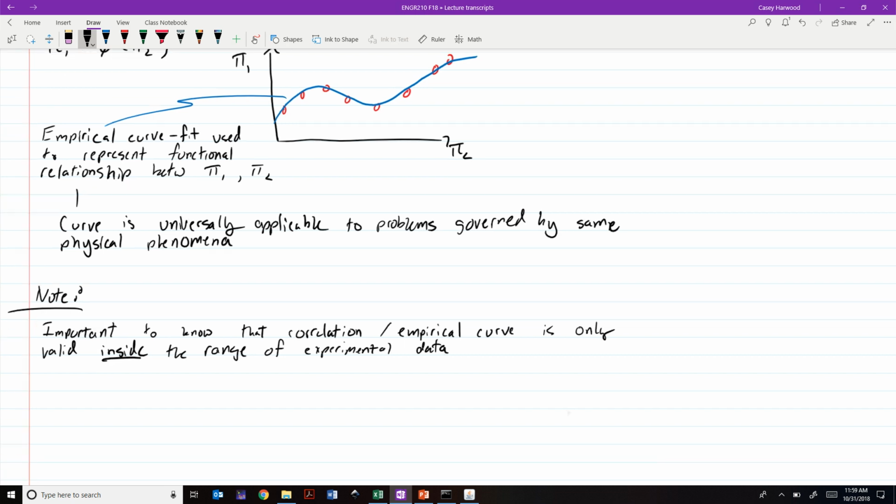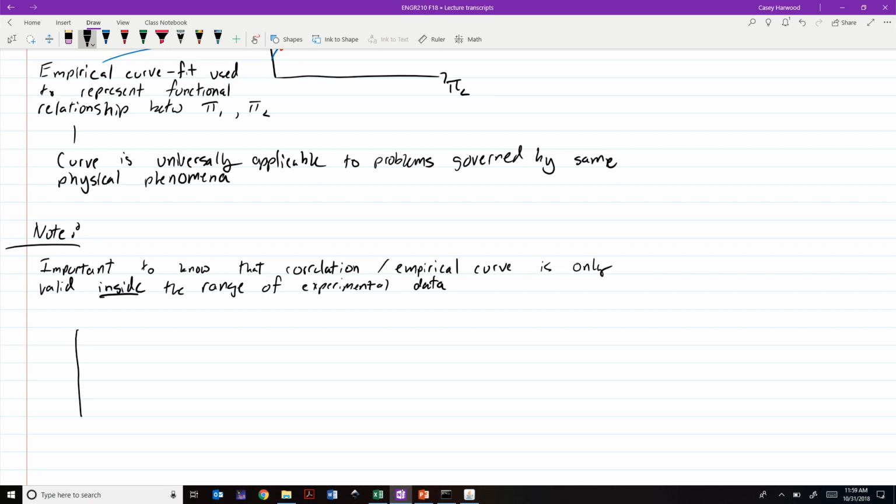What I mean by that is, if we go out and run experiments, this is a classic case. This is what the dimensionless drag on a cylinder looks like. If you test it, and we fit a curve through this, we might be inclined to have something that looks like this.